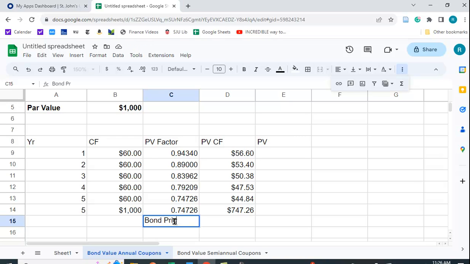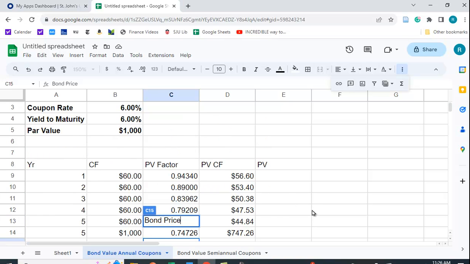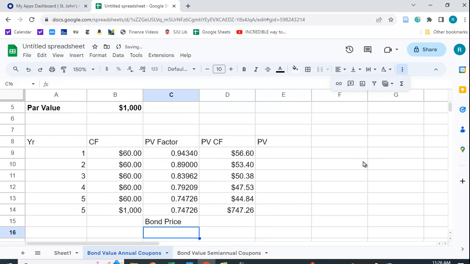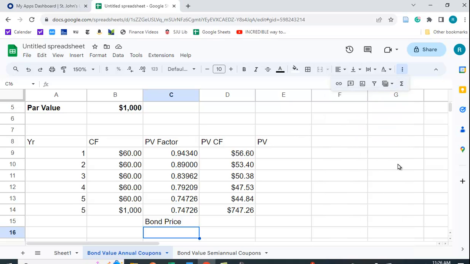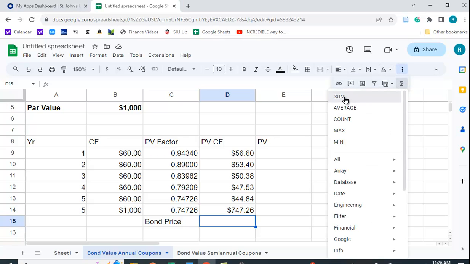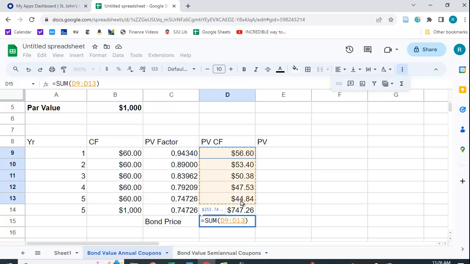Let's put a label in here, bond price. If your toolbar looks like this, if you hit these dots, you'll see this summation sign. That's for functions, and it gives you some of the functions. Well, we want the sum function. I'm actually in the wrong cell. I want to be in this cell, so let me do that again. I'm going to hit sum, and I'm just going to highlight the cells that I want to sum up, and I add it up, and I get $1,000.